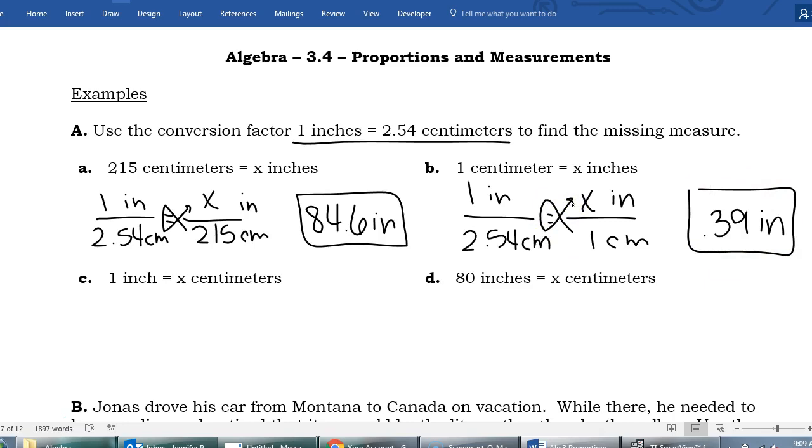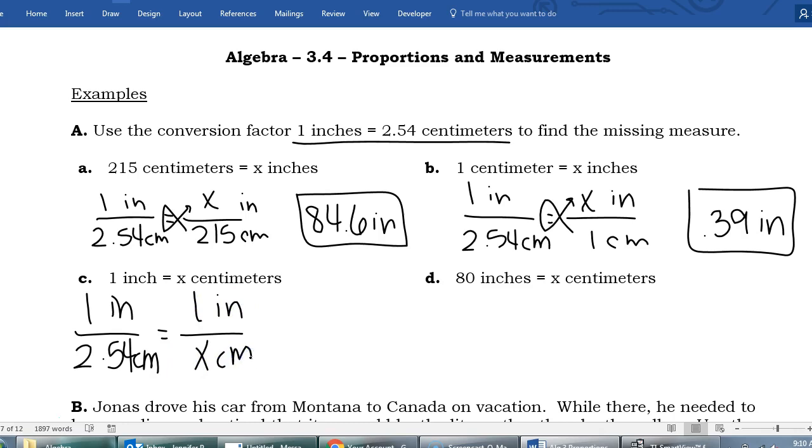Letter C, 1 inch is how many centimeters? So I might get called silly for writing out all this work, but let's be silly. I have 1 inch over 2.54 centimeters. That's my given conversion factor. And I'm told that I have 1 inch. How many centimeters? Line up inches with inches, centimeters with centimeters.